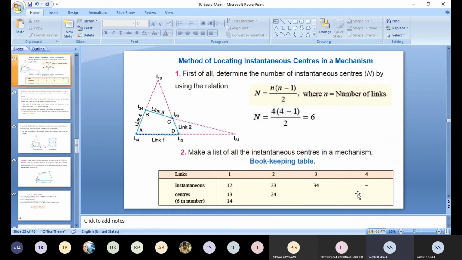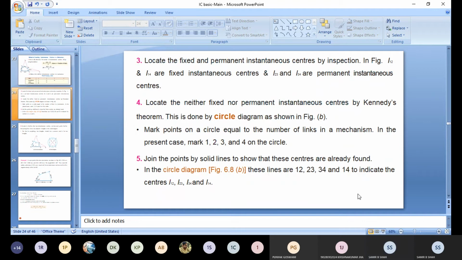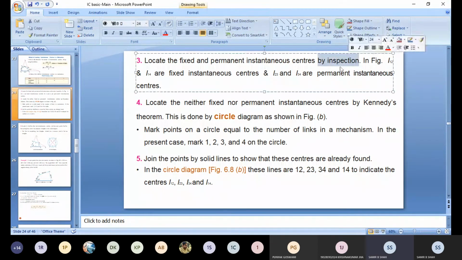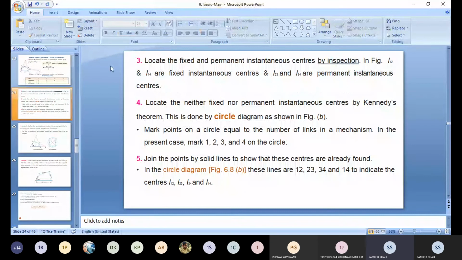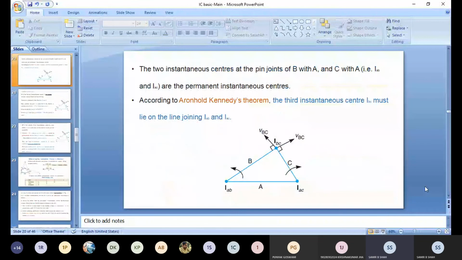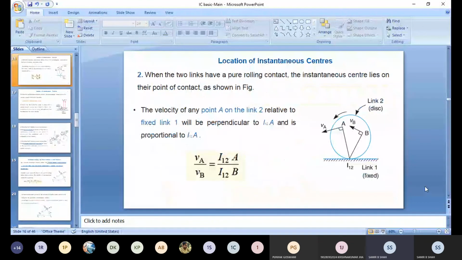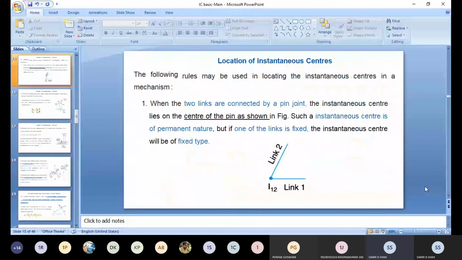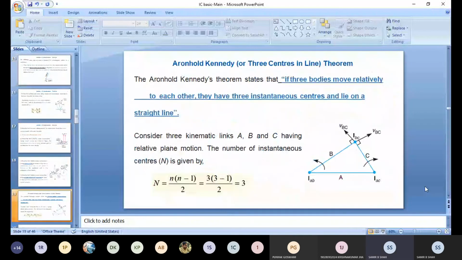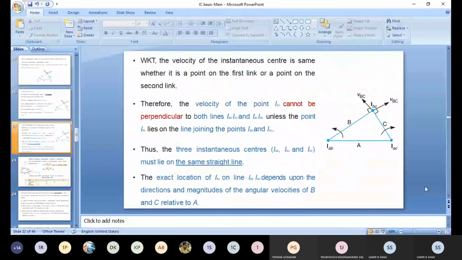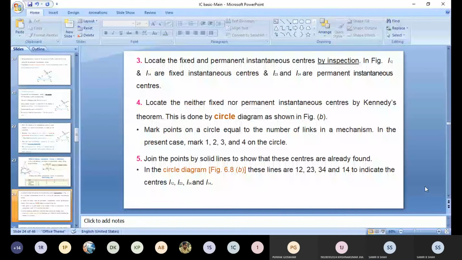Okay, so two steps are clear. Now the third step: locate the fixed and permanent ICs by inspection. It is very clear that you have to inspect the location, how it looks and which kind of surface we have in the figure or in the data. So based on the figure and the data, we find the location.